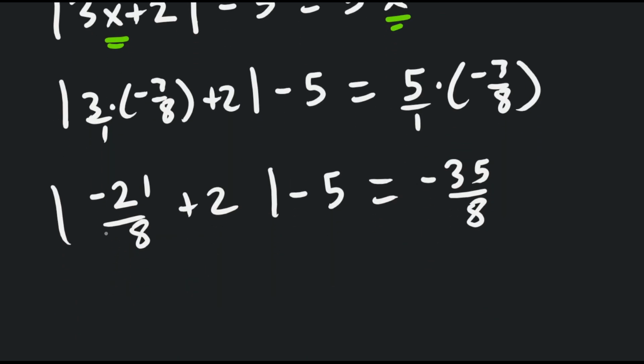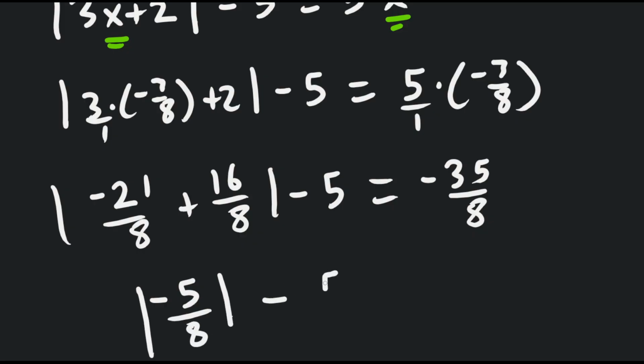And let's keep going. Negative 21 over 8 plus 2. So in order to have the same denominator, 2 over 1, we can multiply the top and bottom by 8. So 2 times 8 is 16. So 16 over 8. Good. Now it's negative 21 plus 16. That is negative 5. So negative 5 over 8. The absolute value of that minus 5 equals negative 35 over 8.